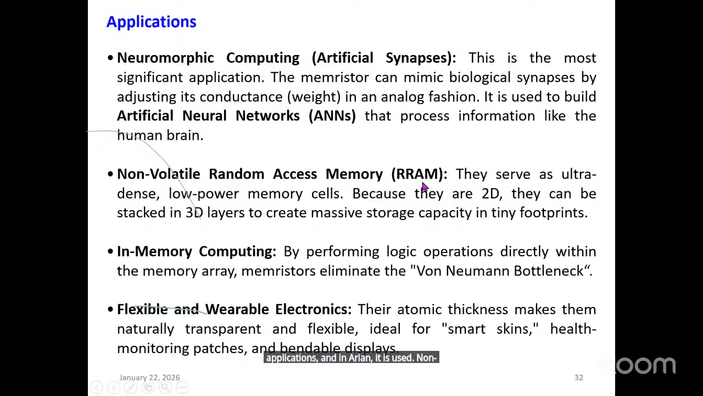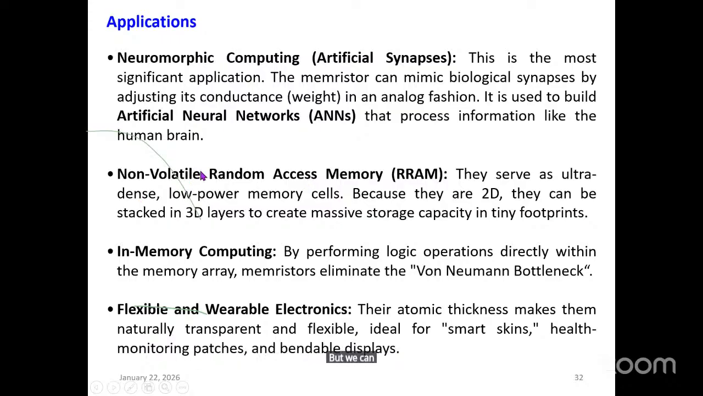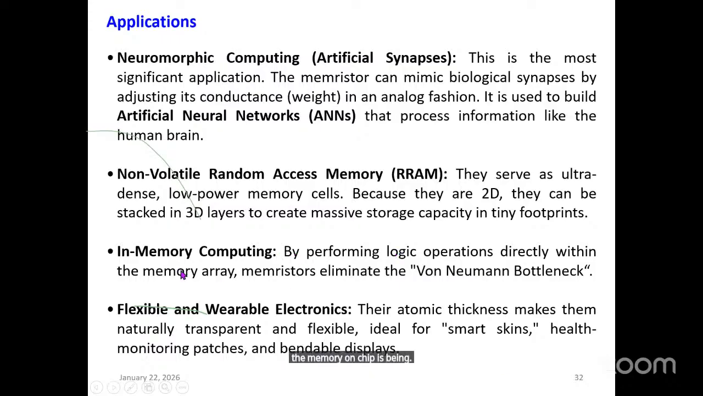Non-volatile random access memory. It is a very funny word, random access memory. When we talk about RAM, normally RAM is volatile, but we can make a non-volatile RAM because of this memristor. It is a very good advantage or utility of this device. In-memory computing, high performance computing: the memory on chip is now being manufactured with the help of this memristor. And it is very useful for the von Neumann bottleneck.